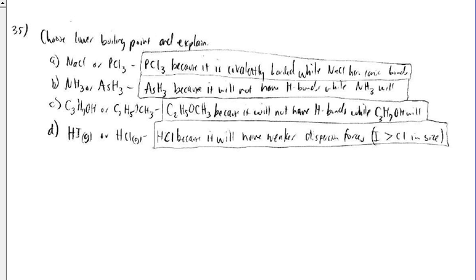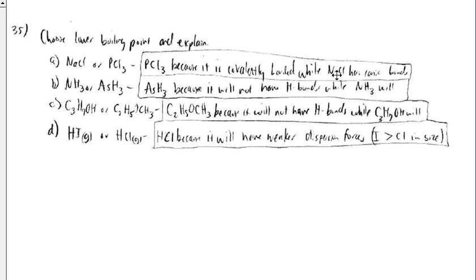Problem 35. In problem 35, you're trying to pick which thing will have a lower boiling point and explain. So you've got to know a little bit about the different types of compounds, the different kinds of solids, and you need to know about your intermolecular forces as well. So for part A, you're comparing NaCl, an ionic compound, to PCl3, which is a covalent compound. So the lower boiling point would be PCl3.